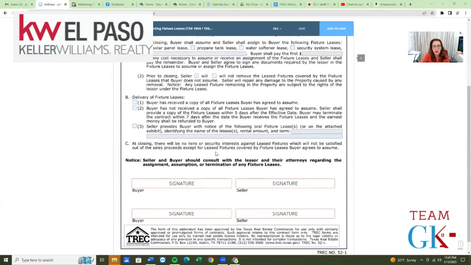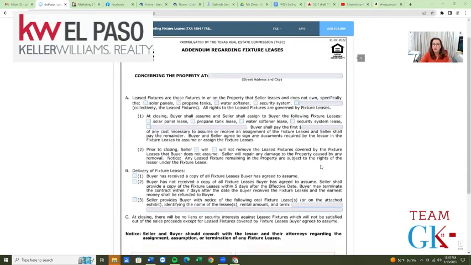At closing, there will be no liens or security against these fixtures, which will not be satisfied out of the sales proceeds, except for fixtures covered by leases that buyer agrees to assume. Okay, so this is only if it's leased. If it's something where they still owe them and they're purchasing the actual item, then that has to be paid off, or the buyer has to agree to take over those payments.